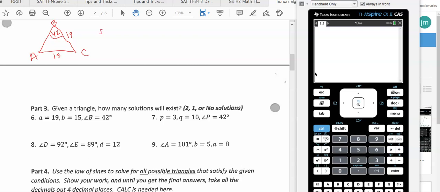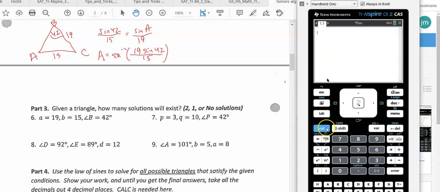So I'm going to start setting up law of sines and start solving. So sine of 42 over 15 equals sine of A over 19. So if you solve that, you get A equals the inverse sine of a big fraction here. It'd be 19 sine of 42 divided by 15. Okay, make sure it's degree mode. It is.